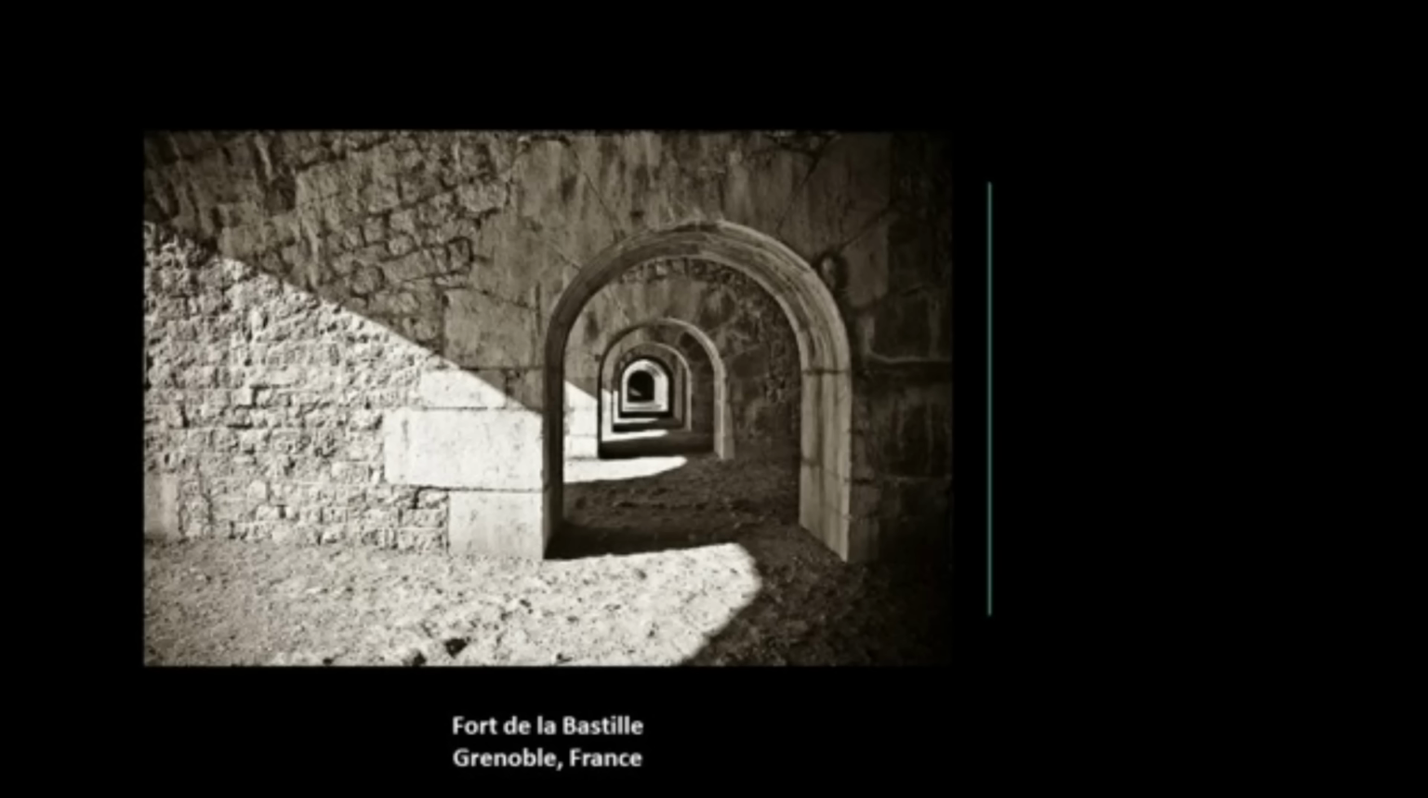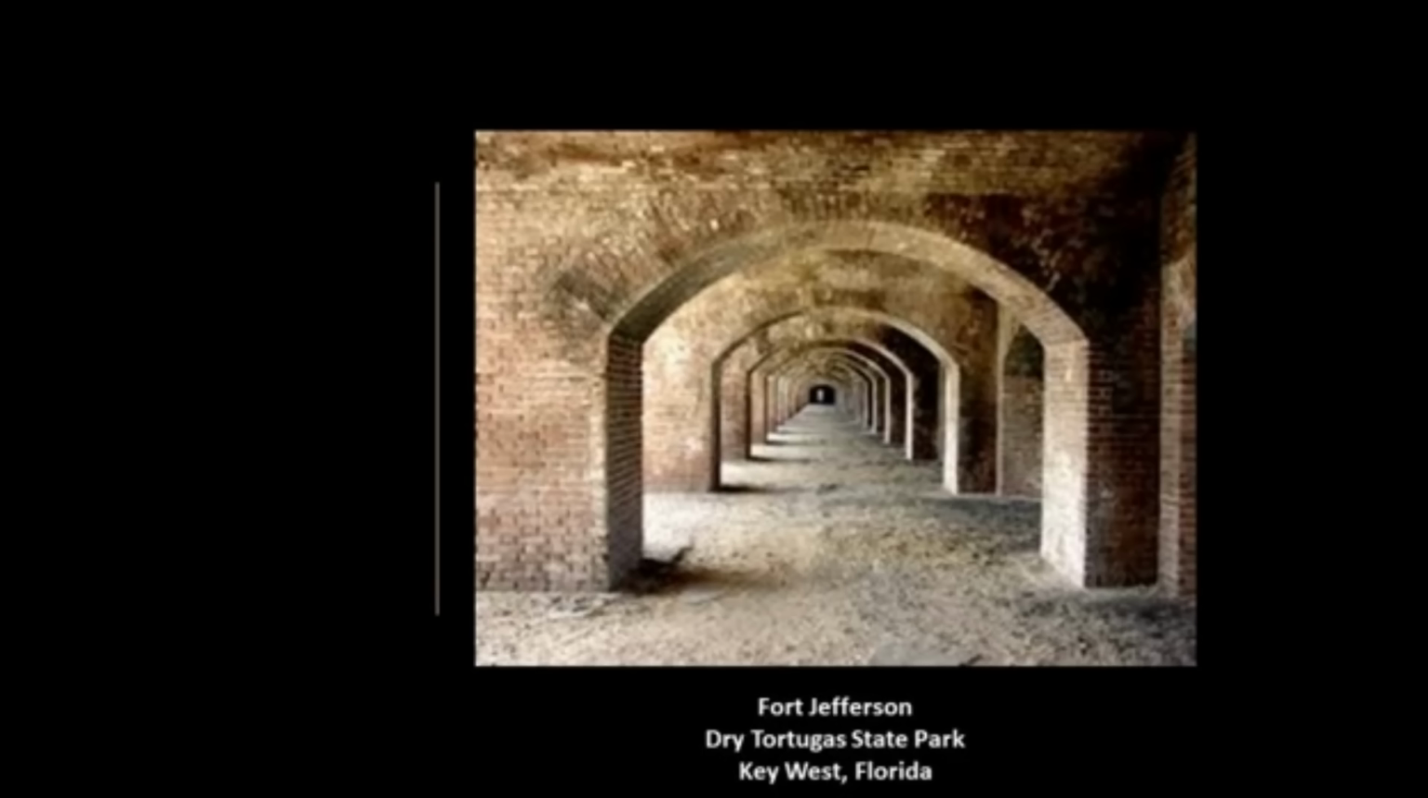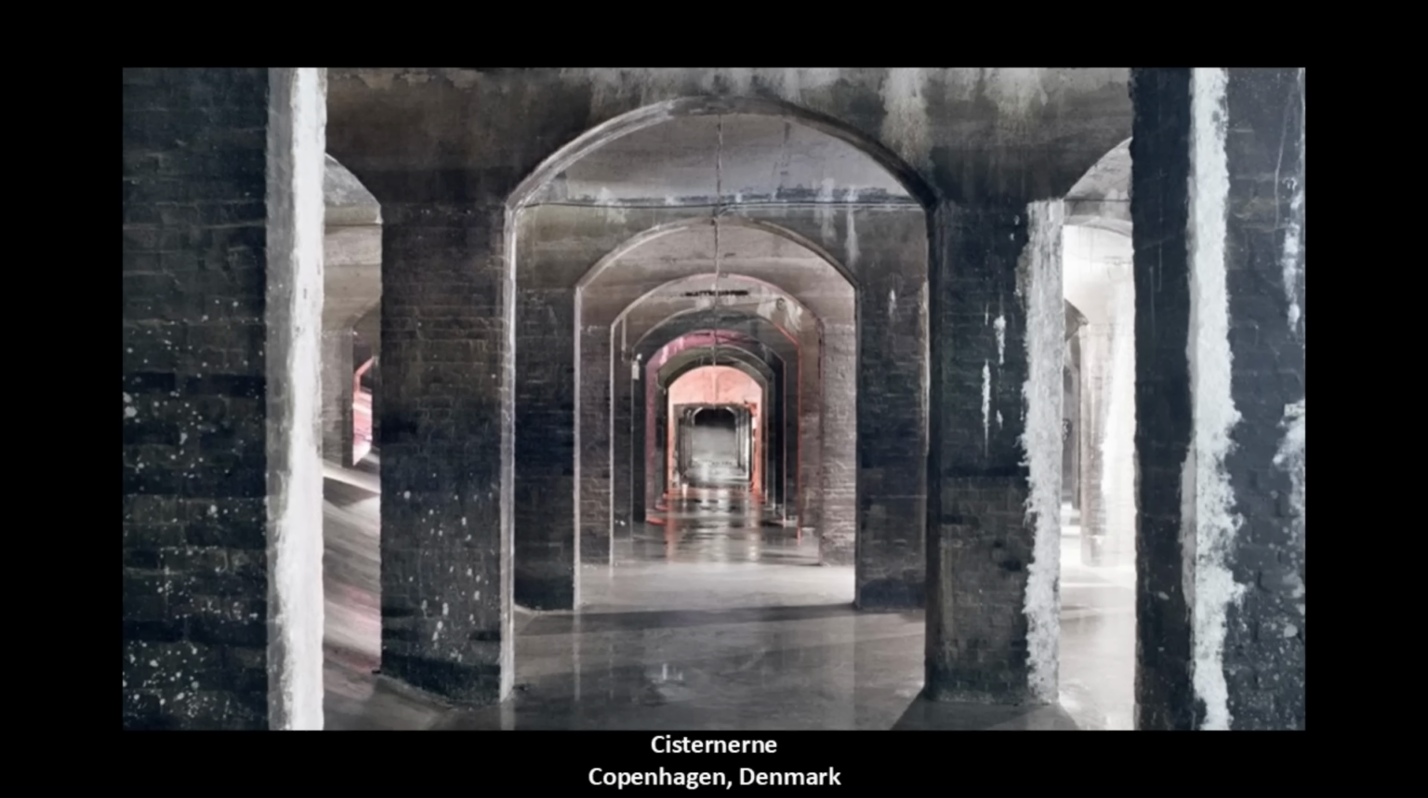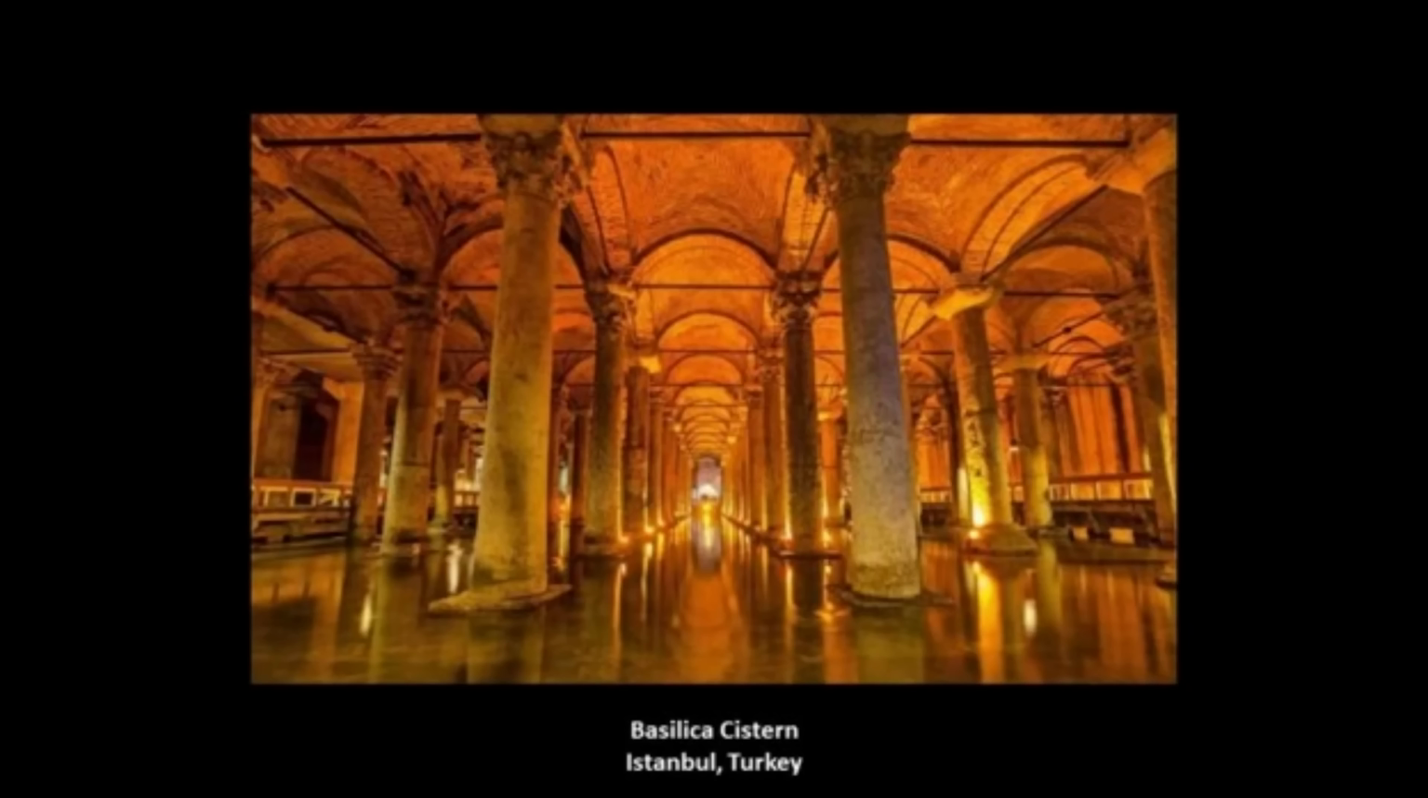masonry infrastructure. The Fort de la Bastille at Grenoble in southern France. Fort Jefferson on Dry Tortugas State Park west of Key West in the Florida Keys, only accessible by ferry or boat, and the largest brick masonry structure with 16 million bricks in the United States, said to have been built between 1845 and 1861. The Cisternerne, or the cisterns in Copenhagen, Denmark, and the Basilica Cistern, the largest of several hundred ancient cisterns that lie beneath Istanbul, Turkey.